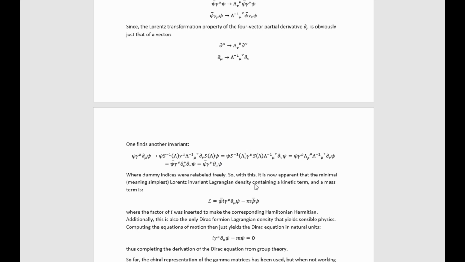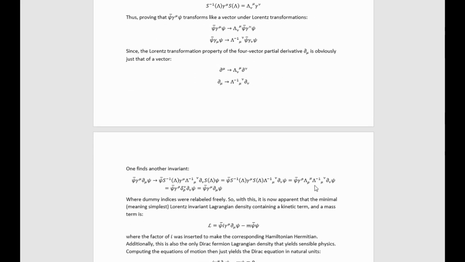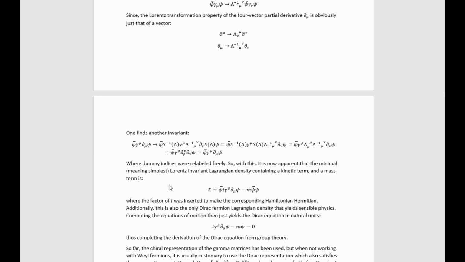Then we recognize that this S is a constant and can be pulled through the partial derivatives, and because this is just a number, it can be pulled through that as well. So then we arrive at this quantity, which we've just proved has this value up here. So then we arrive at this, but then these are just matrix inverses, so they turn into a Kronecker delta, which then just leaves us with exactly what we started with, where dummy indices were relabeled freely as required.